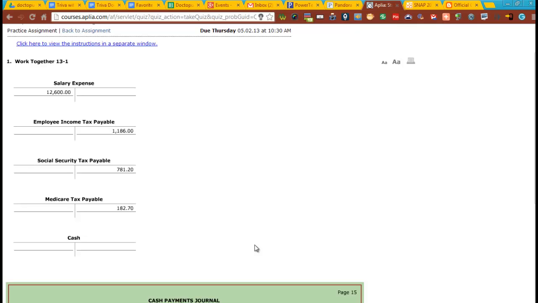Cash. Remember, we calculate the amount that we pay our employees by taking our total earnings, and from that we subtract all of our liabilities, or the amount of our deductions. So we put salary expense as our total earnings. We need to subtract from that our employee income tax payable, Social Security tax payable, and our Medicare tax payable. The difference then is going to be cash. Is it going to be cash debit or cash credit? Credit. Credit for how much? 10,450.